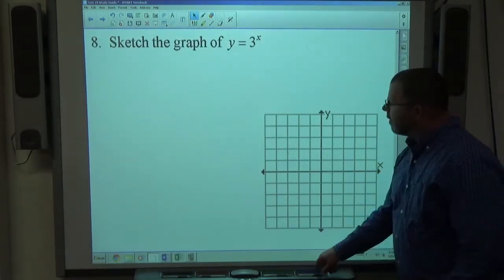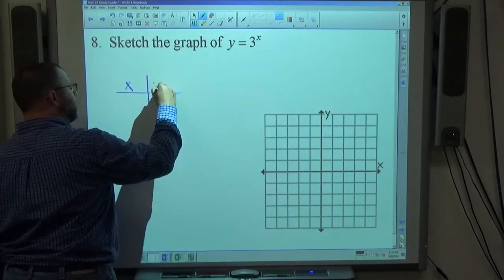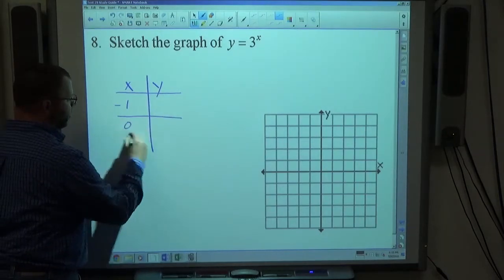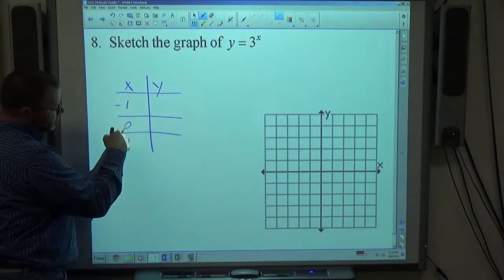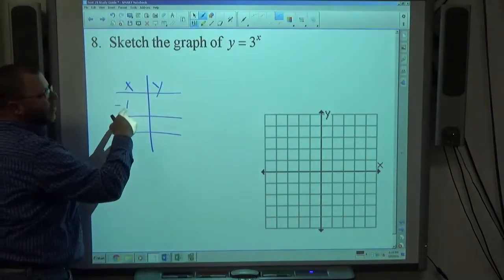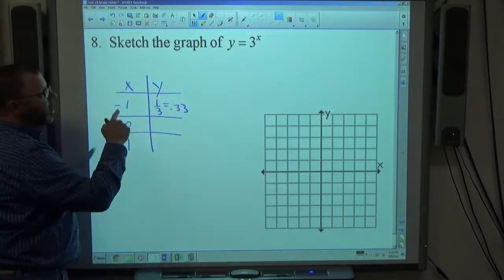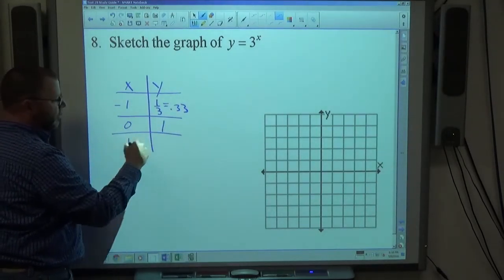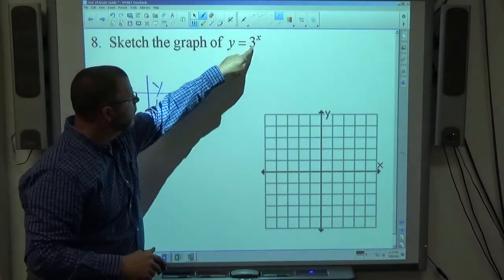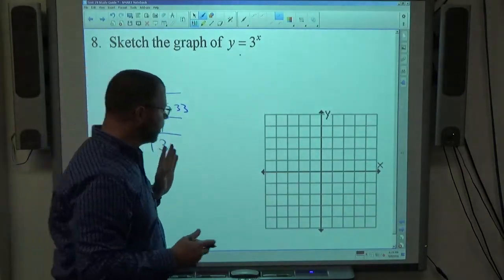Number 8, sketch the graph of 3 to the x power. What I told you to do on this is to pick these three exponents: -1, 0, and 1. A reciprocal, 1, and the base. So 3 is the base, -1 makes a reciprocal, so we get 1/3, better known as 0.33. Anything to the 0 power is equal to 1, and anything to the first power equals itself. So whatever the base is, you get the reciprocal of the base, then 1, and then the base itself. Okay, so you get those 3 points.